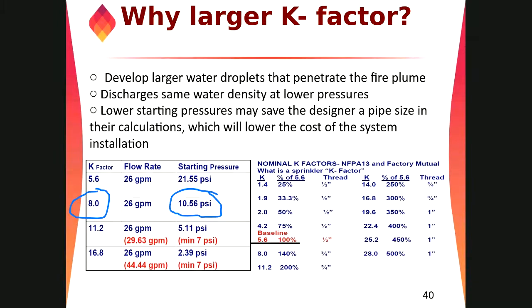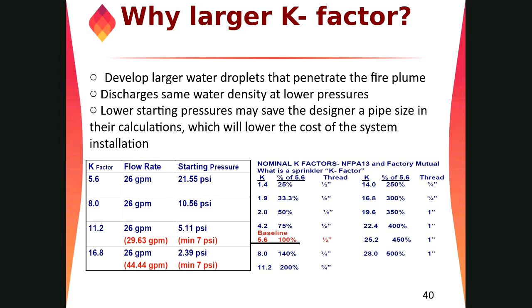Okay. So, Mr. Rabi, you said if the pressure is not enough in the design area, we can use 8.0 instead of 5.6, exactly. But we should never go below 7 psi. So if you need more flow and we have less pressure, that time we can go one K factor larger size.